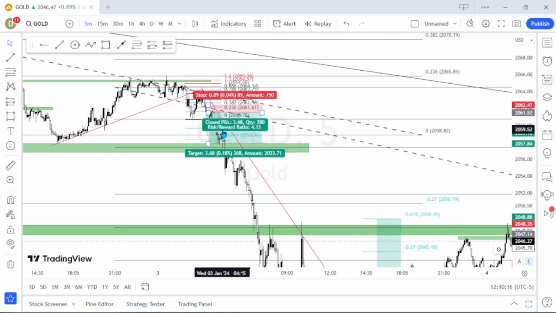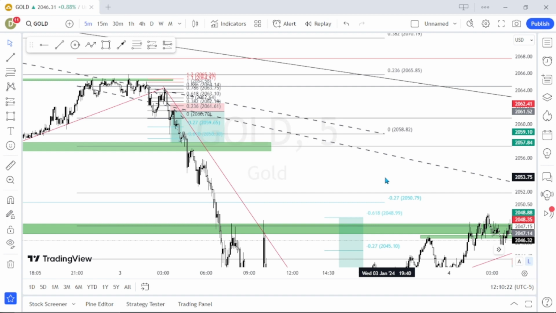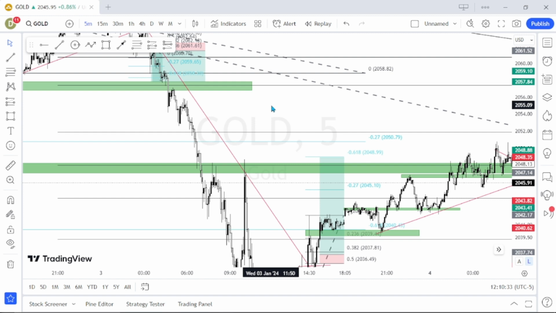Price really moved the way I wanted. So this entry was a winning one. I came out here and made 20 pounds, because I trade pounds. And guess what? Price broke out of the structure, and I was already out of the trade.